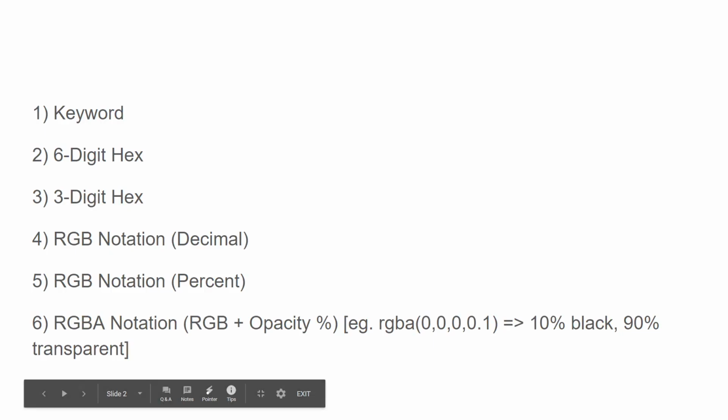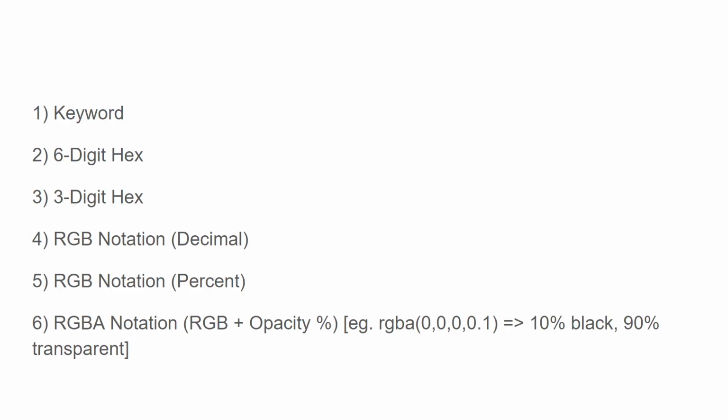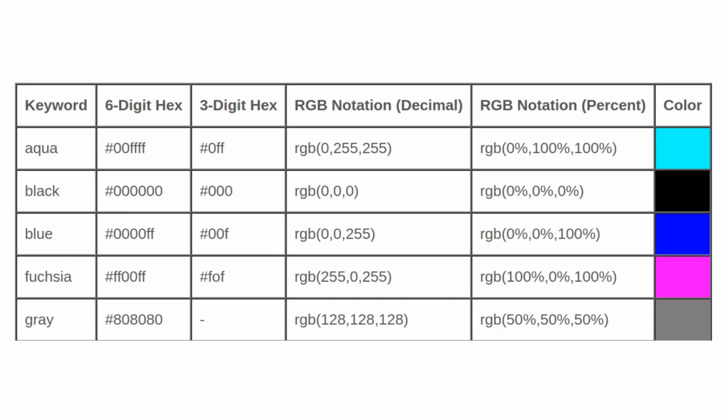So these are the several different ways of specifying color in CSS, and this looks really complex, so let me just break it down for you. If you look at this page, in the columns I have different ways of specifying the color, and the last column is basically the color that we are representing with these things. So you can see here there are 5 different ways of mentioning the color.